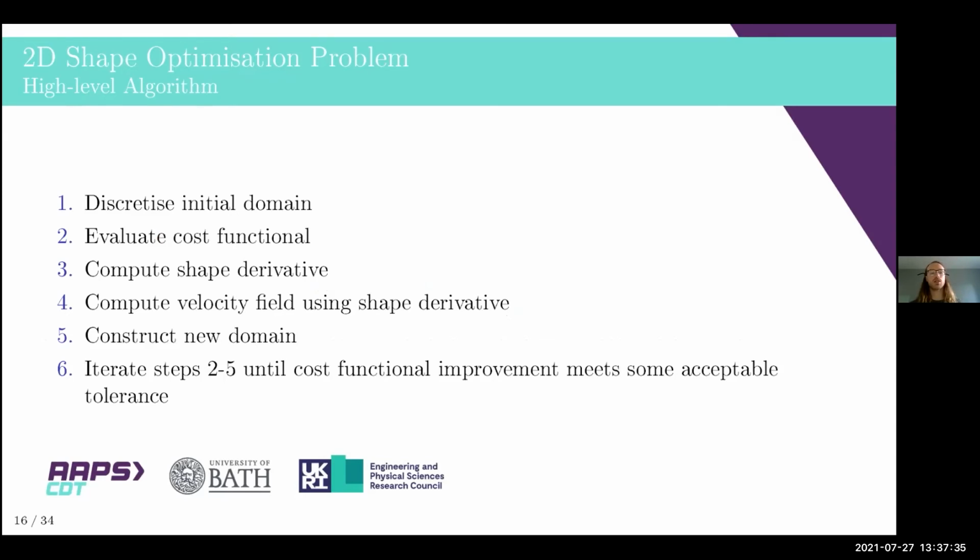And then very much a similar algorithm, apart from this time we discretize our initial domain, evaluate the cost functional, and then compute the shape derivative instead of the topological derivative, and then compute the velocity field instead of our level set function approach. And then we iterate that until it falls below the acceptable tolerance again, until we can say we've converged to an optimal shape.